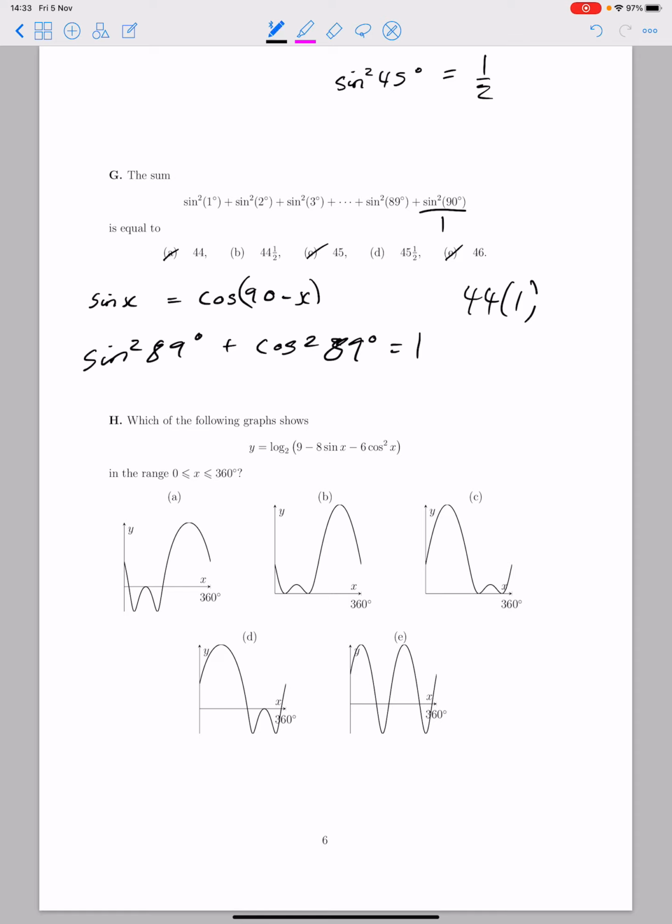And we're going to then add 1 for the sine squared 90, and then add 1/2. And that gives us 45.5, which is answer D.